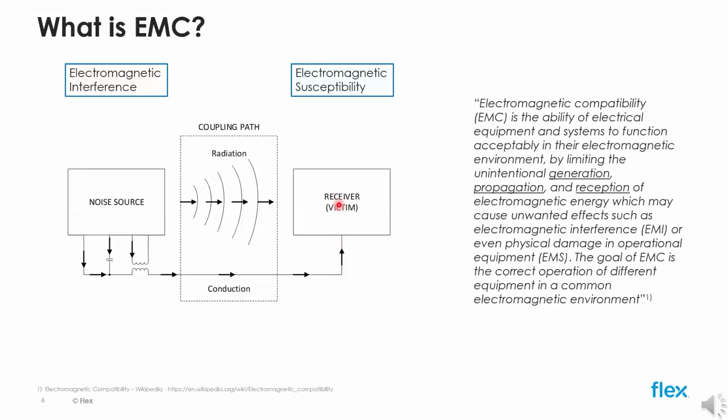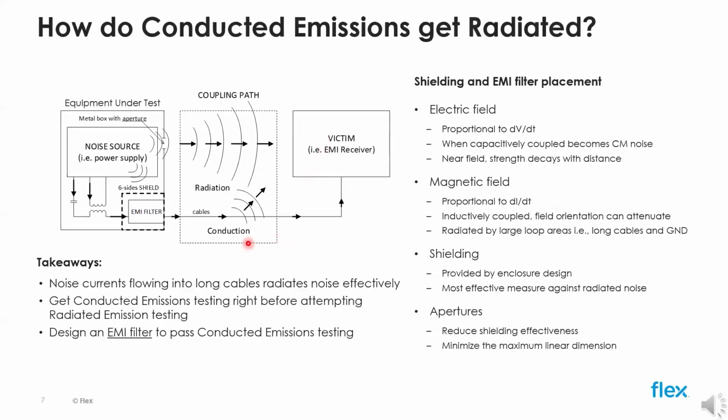Electromagnetic interference is the noise generated by the noise source. Electromagnetic susceptibility is the capability of the receiver to reject that noise. Electromagnetic compatibility is the ability of the equipment to operate in the same electromagnetic environment without problems. A switch mode power supply is a noise source. Noise can be generated by electric fields and magnetic fields.